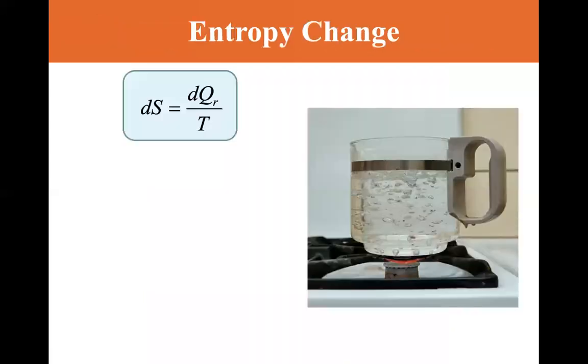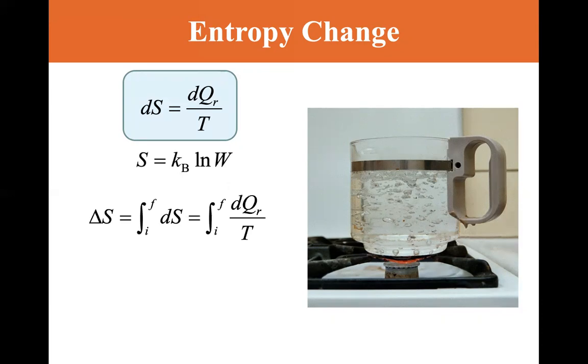Let's look at entropy change in this boiling pot of water. dS is equal to dQ_r divided by T, temperature. So we know that S is equal to k_B times the natural log of W. So the delta S is equal to the integral, initial to final, of dS. Well, if dS is equal to dQ_r over T, then it's equal to the integral of initial to final of dQ_r over T. And so the delta S is equal to k_B times the natural log of W_f divided by W_i, the final over the initial.